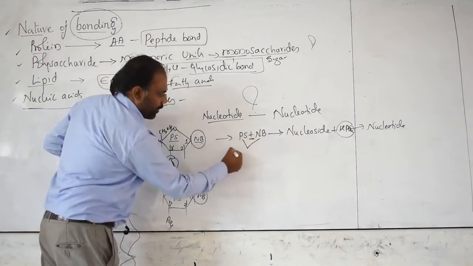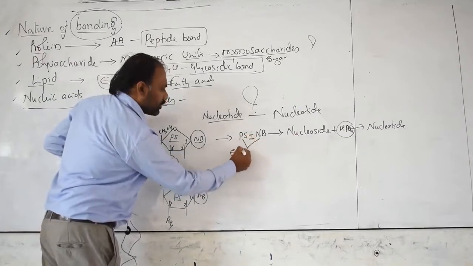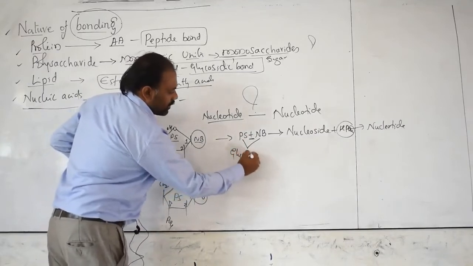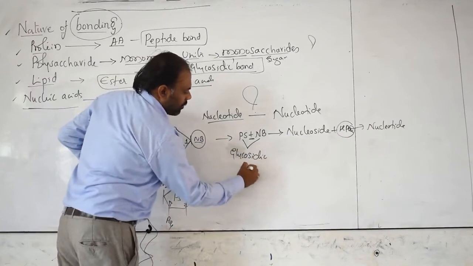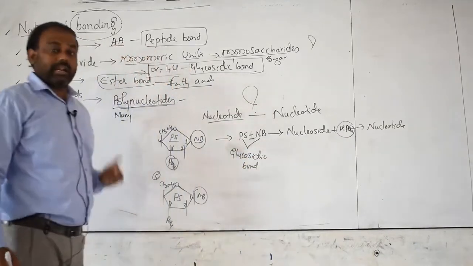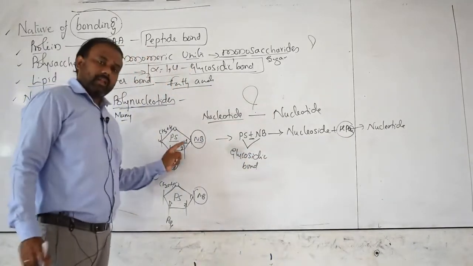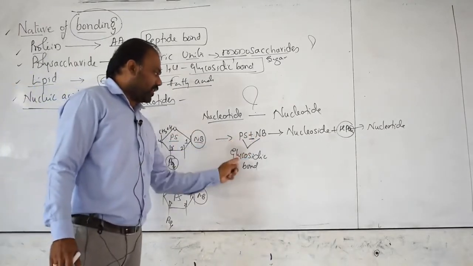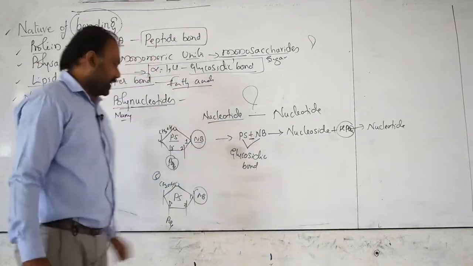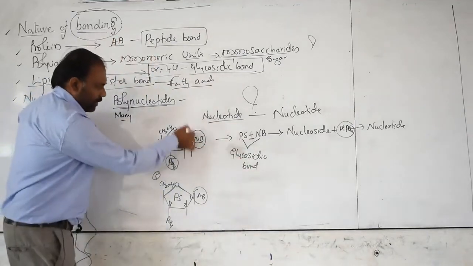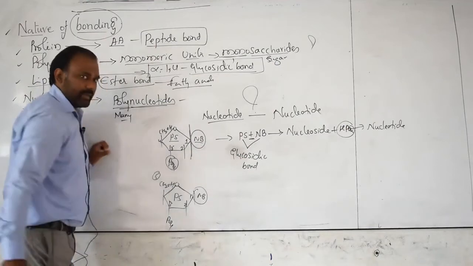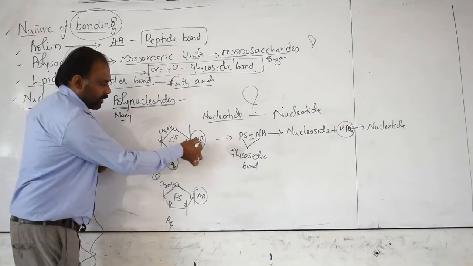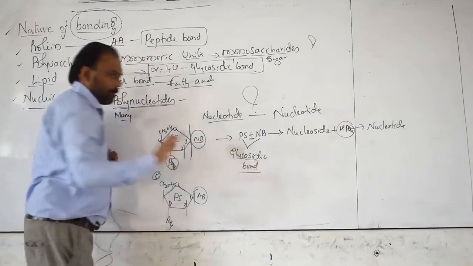These two are held together by a glycosidic bond. Remember, yes, the bond present in between the pentose sugar and nitrogenous base is called a glycosidic bond. I am telling you people this one, which bond is it? Glycosidic bond. I have mentioned it there. The bond present in between pentose sugar and nitrogenous base is called a glycosidic bond.